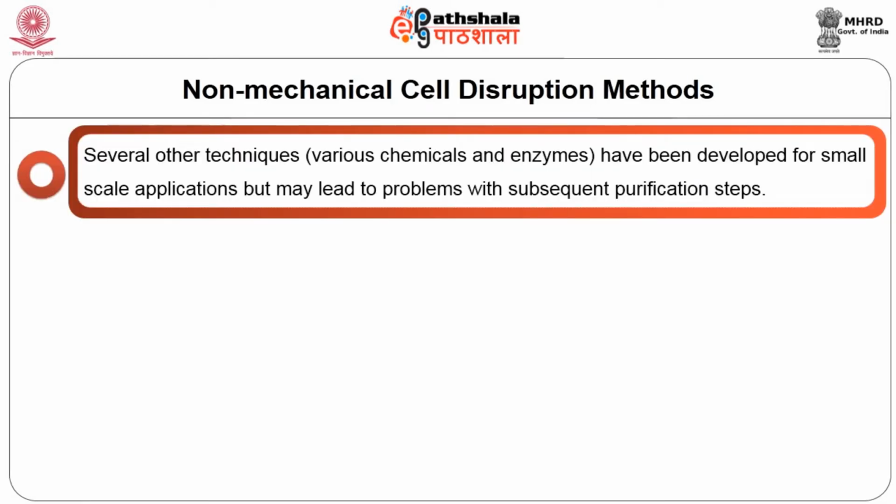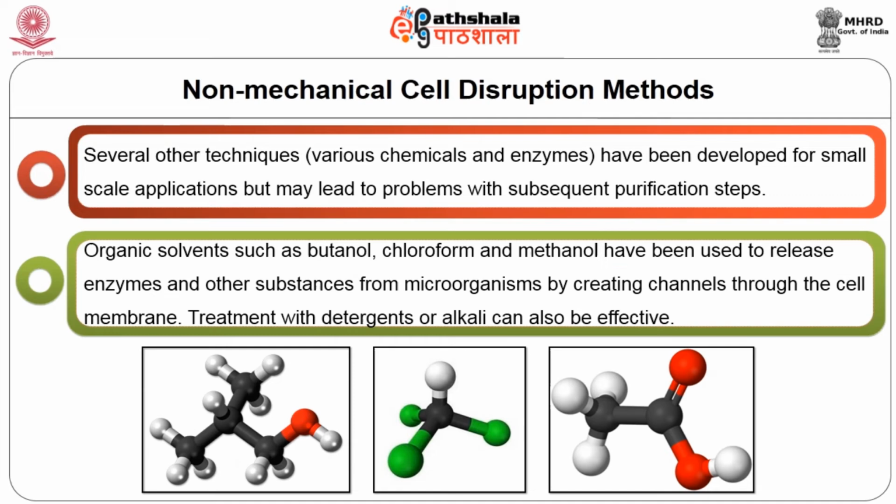Several other techniques using various chemicals and enzymes have been developed for small scale applications, but may lead to problems with subsequent purification steps. Organic solvents such as butanol, chloroform and methanol have been used to release enzymes and other substances from microorganisms by creating channels through the cell membrane. Treatment with detergents or alkali can also be effective.